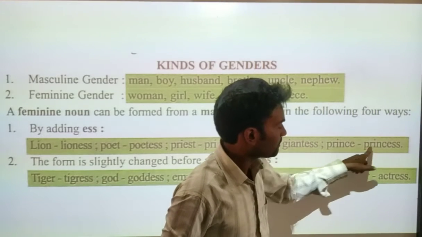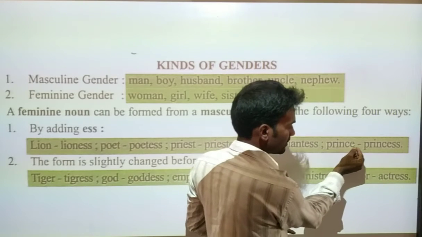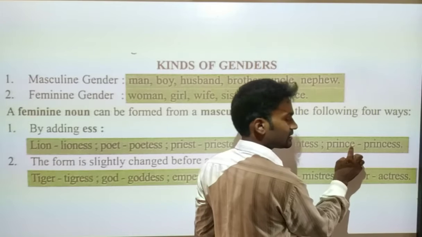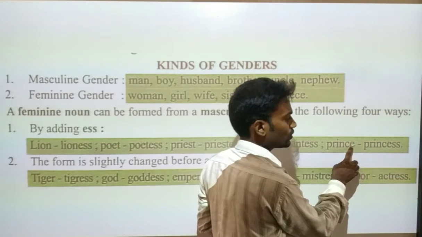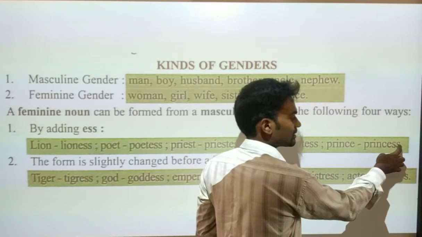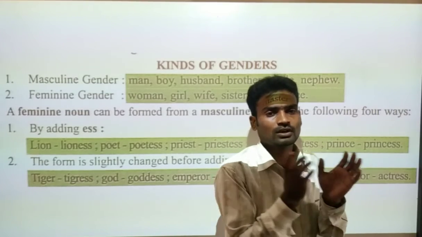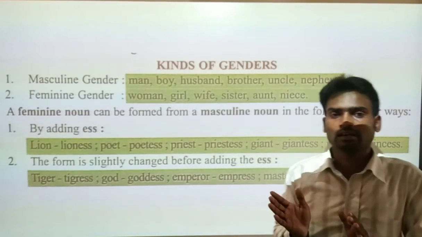Prince, princess. See here, they simply add E. E is here already. So what they do? They simply add double S here. So it becomes a girl.